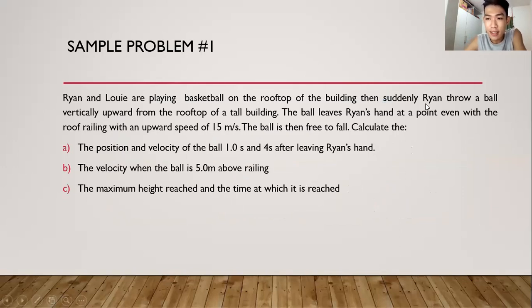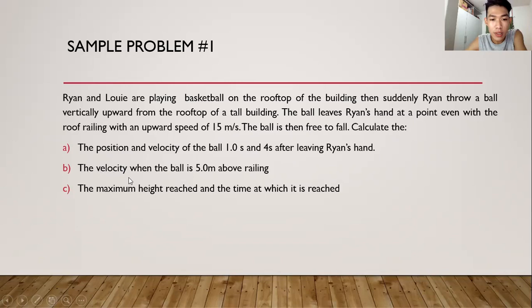Then suddenly, Ryan throws a ball vertically upward from the rooftop of a tall building. The ball leaves Ryan's hands at a point even with the roof railing with an upward speed of 15 meters per second. The ball is then free to fall. Calculate the position and the velocity of the ball 1 second and 4 seconds after leaving Ryan's hand.